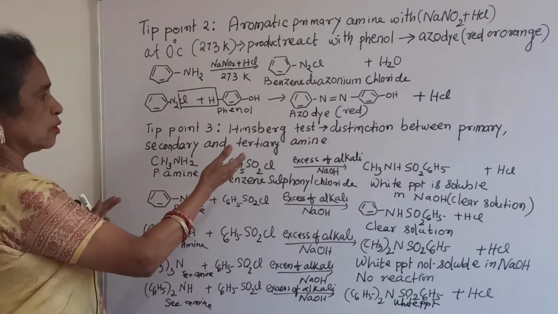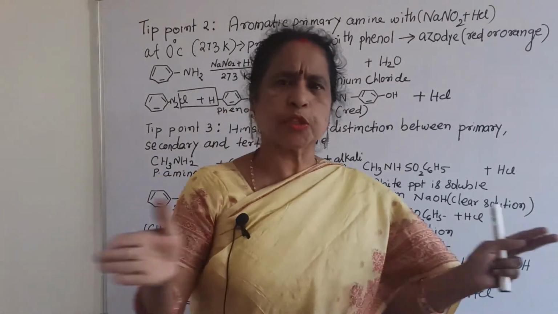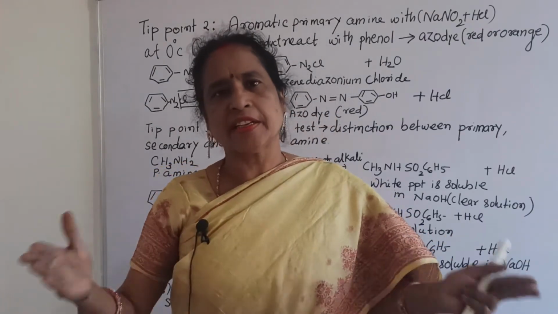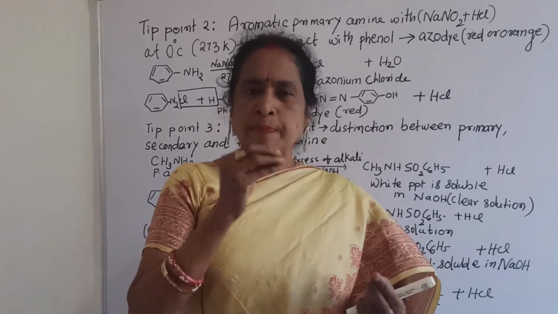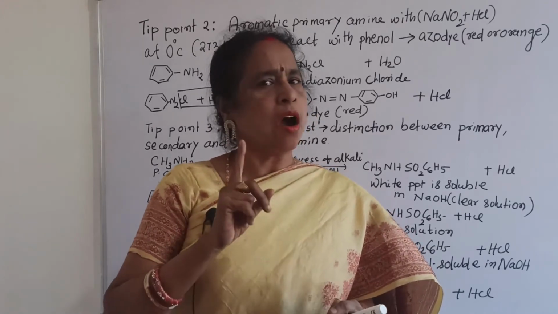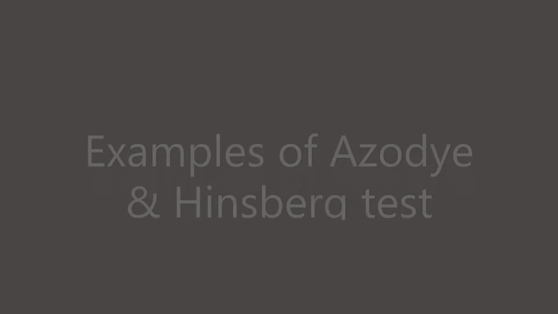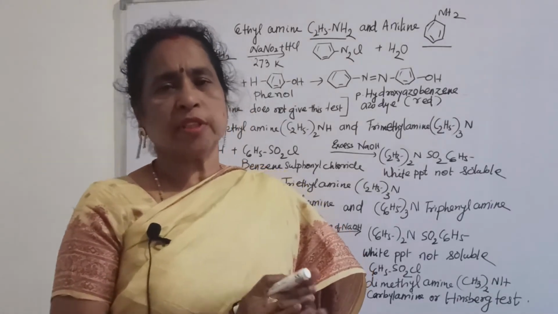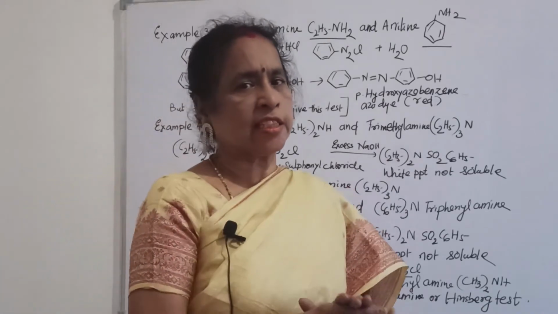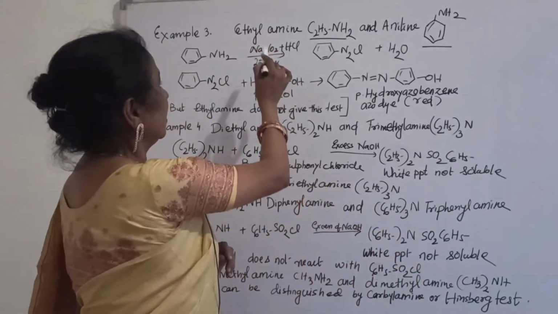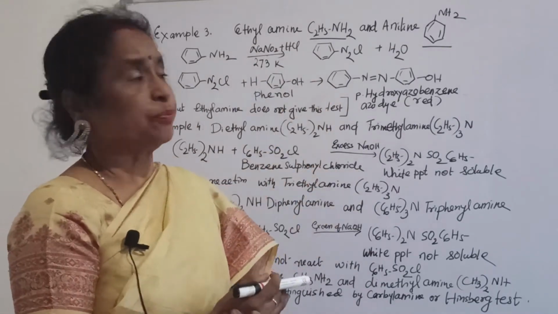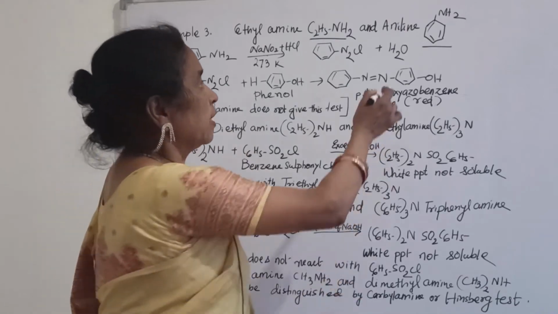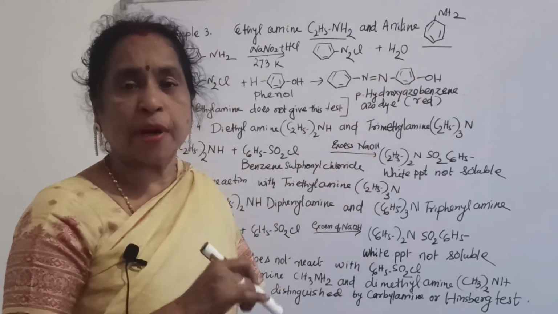And tip point 3, you see the Hinsberg test, which is very important to distinguish between primary, secondary and tertiary amine. So the amine may be aliphatic or may be aromatic. Let us see the examples where the azo dye test is involved. Now see here, ethylamine and aniline. Ethylamine is aliphatic primary amine, whereas aniline is aromatic primary amine.